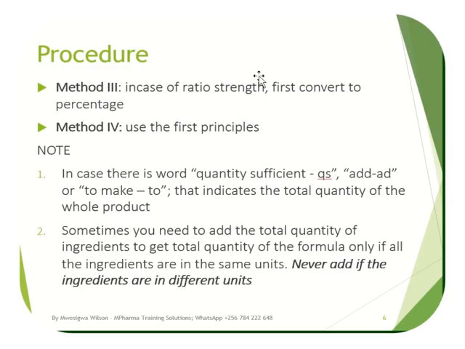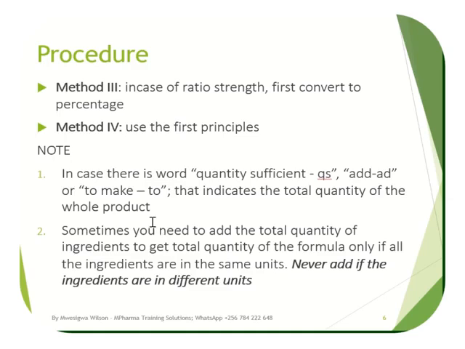First principles: if they are saying 1000 milliliters contains 50 grams of dextrose, but the question wants you to prepare 50 mils, you work it out from those first principles. In case of words like 'quantity sufficient' or 'to make', this indicates the total quantity of the product in the formula.